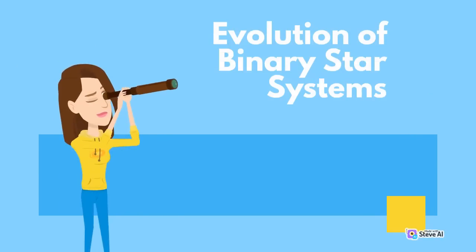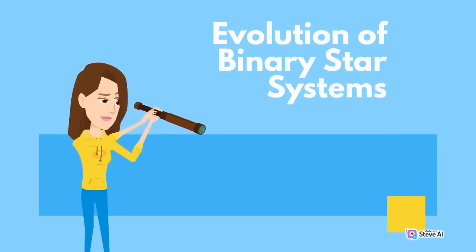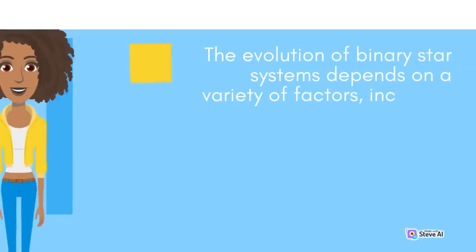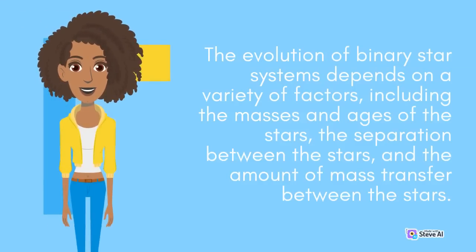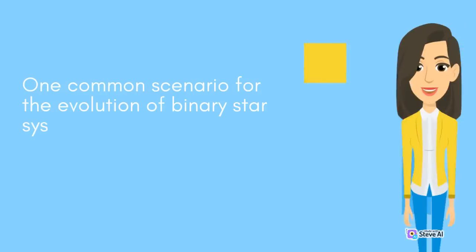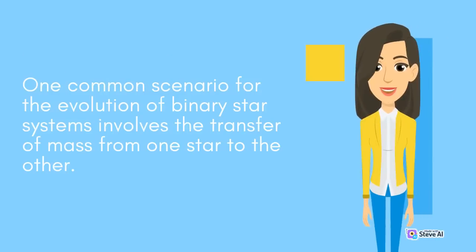Evolution of binary star systems. The evolution of binary star systems depends on a variety of factors, including the masses and ages of the stars, the separation between the stars, and the amount of mass transfer between the stars. One common scenario for the evolution of binary star systems involves the transfer of mass from one star to the other.